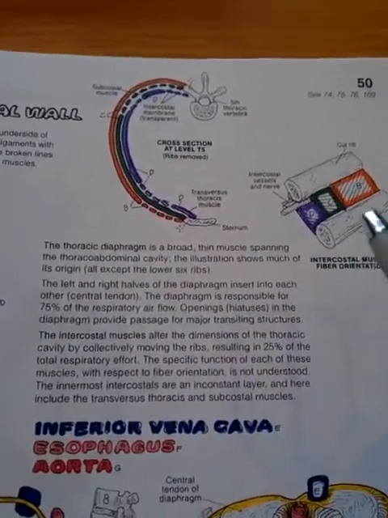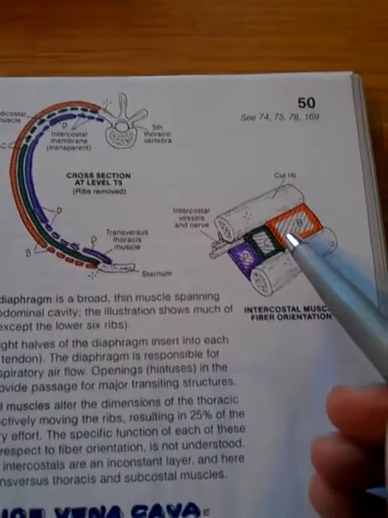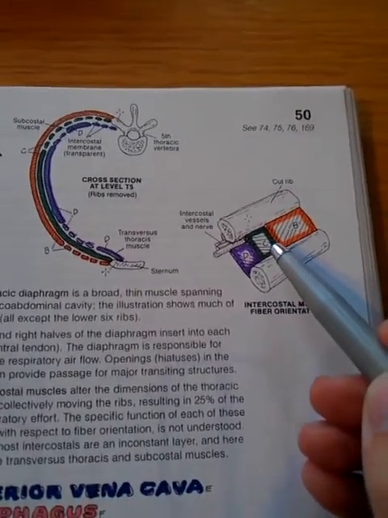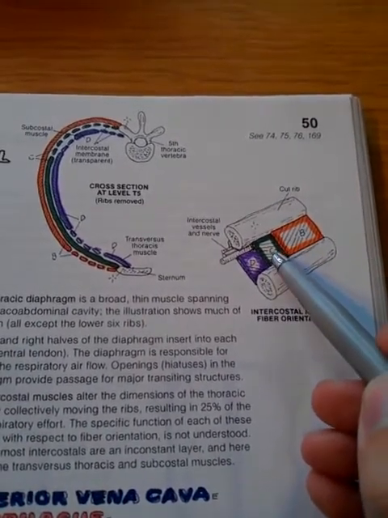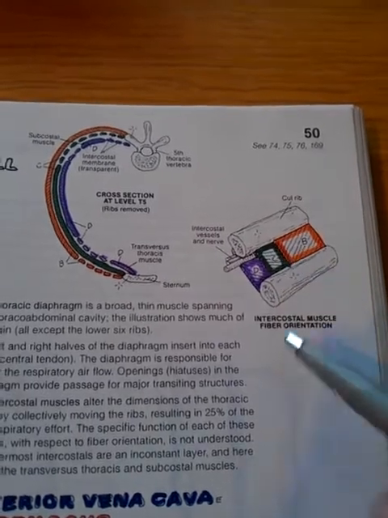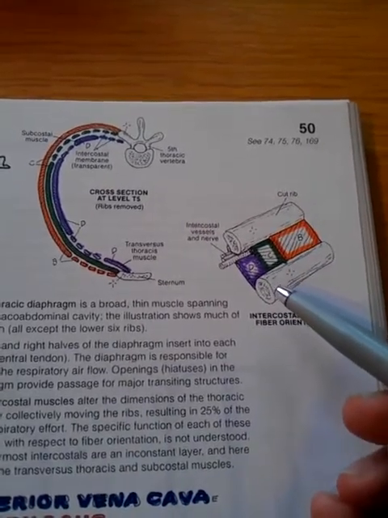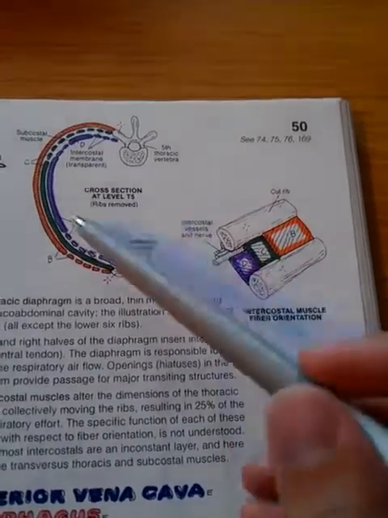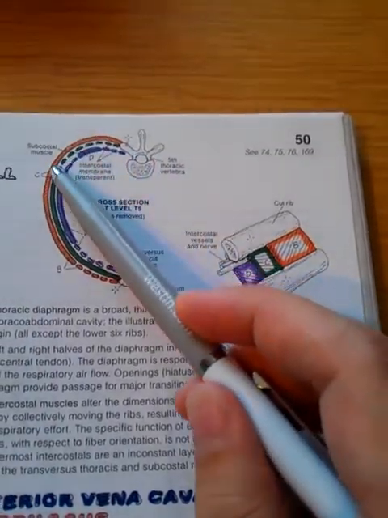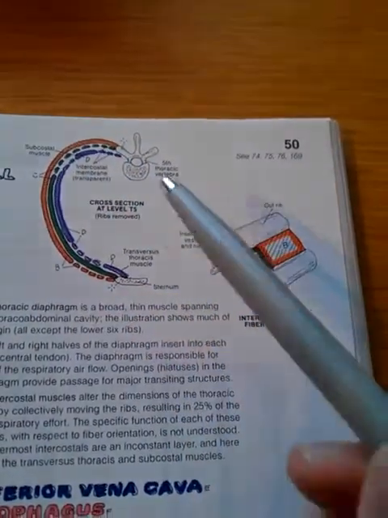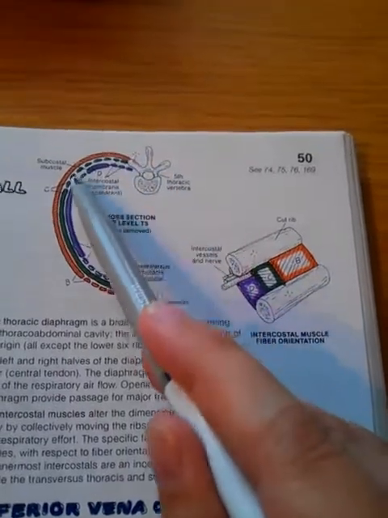The internal intercostal muscles are dorsocaudal in direction, and they are absent dorsally. Instead you have the posterior intercostal membrane.